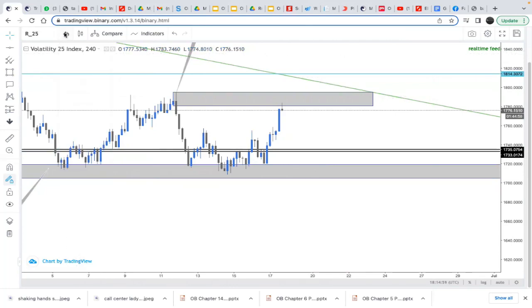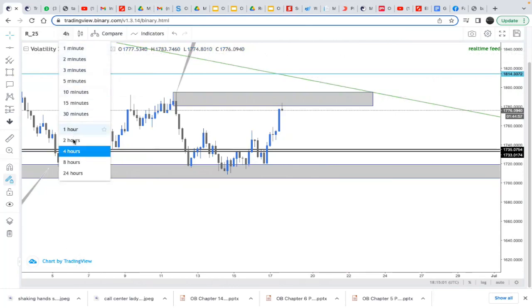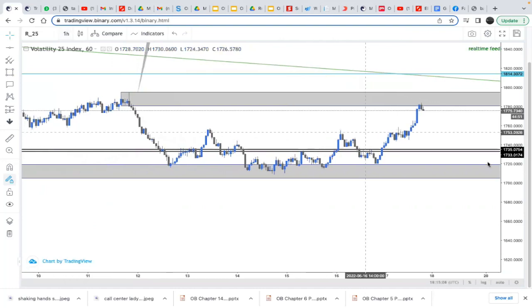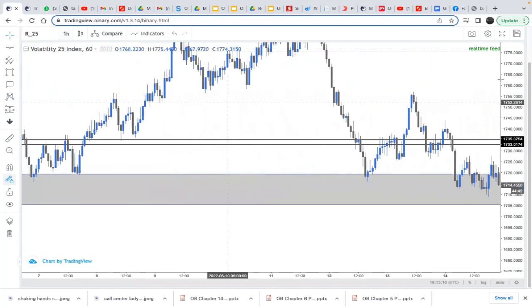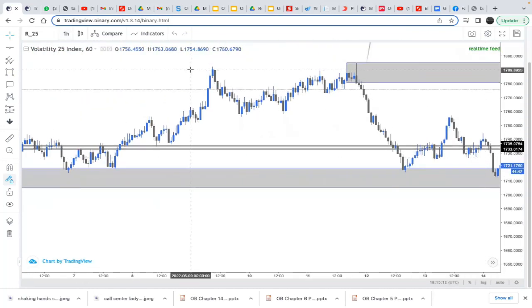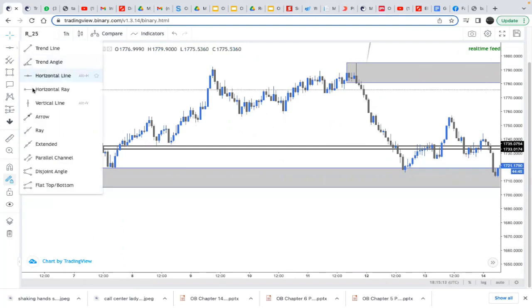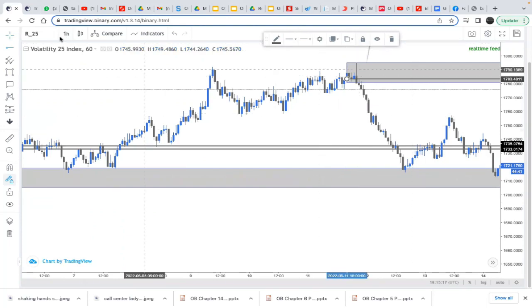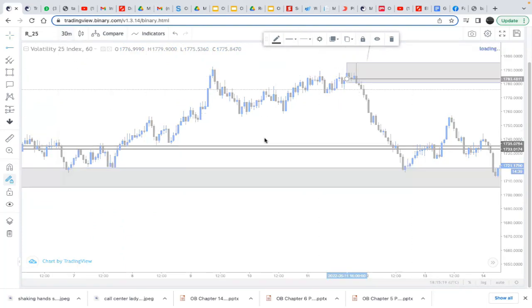So I saw this order block, and then I went down to the 1 hour, where I look for the imbalances. So I saw an imbalance in this section right here on the 1 hour, right here. And then I went down to the 30-minute to look for any other imbalance.